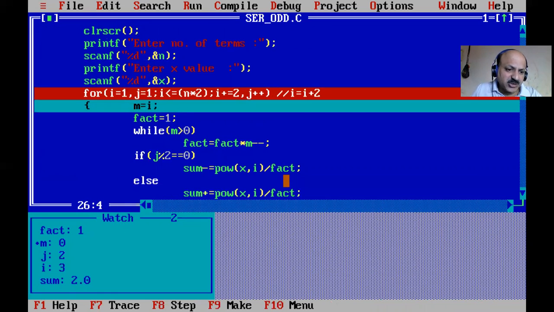Now we can take the second term. So directly I jump to it. Yes, look in the watch window. So i plus plus 2, so 3, and j is 2. So we can take one j variable to maintain the plus minus, 2.